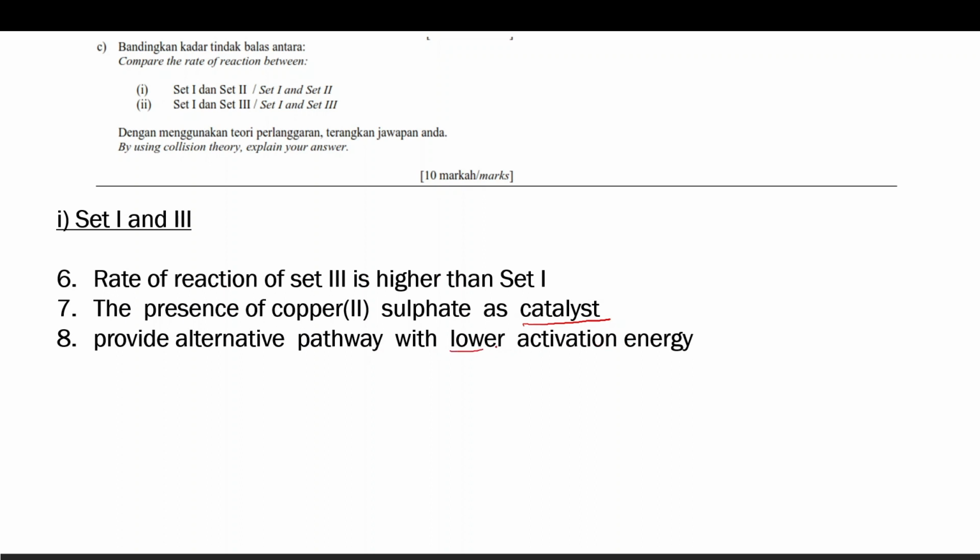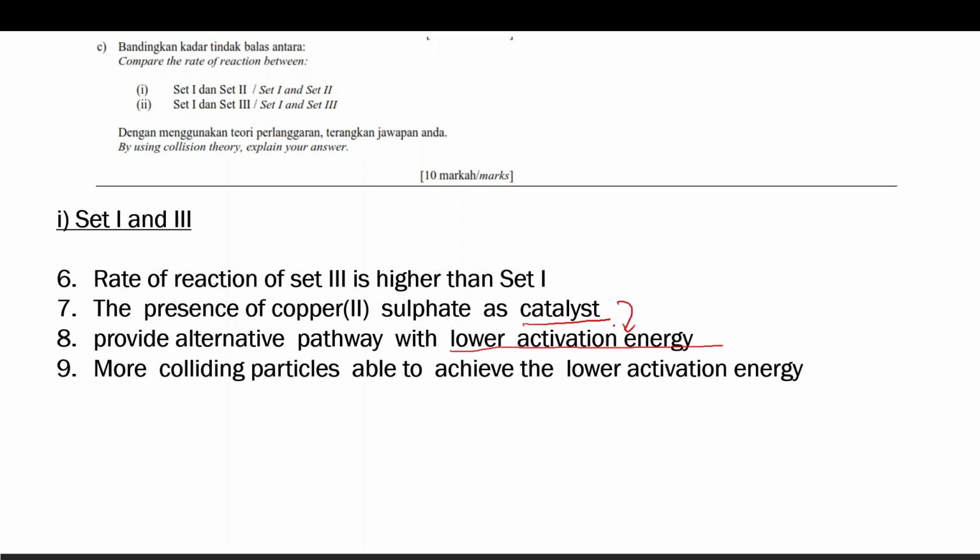Okay, so it will lower the activation energy. So this is what the catalyst does. Then more colliding particles are able to achieve the lower activation energy here, right? Because the activation energy is lower already. So more colliding particles.